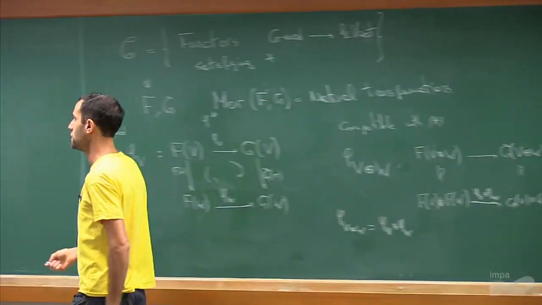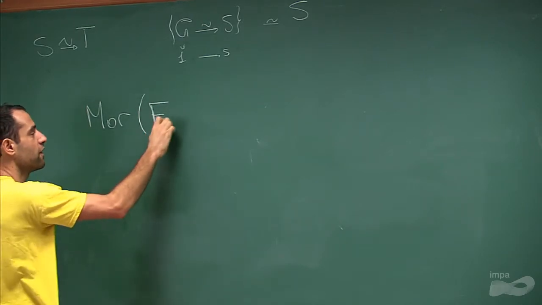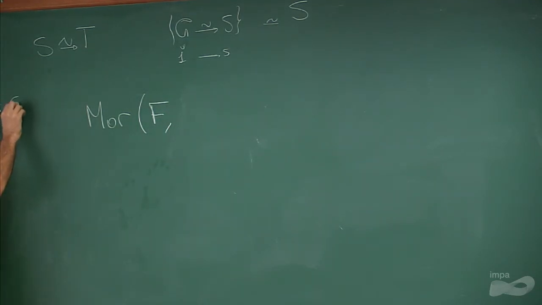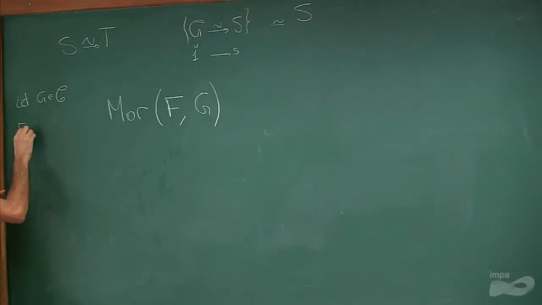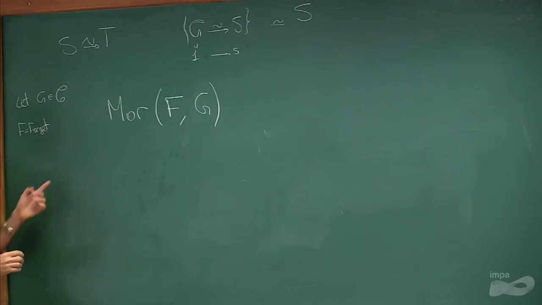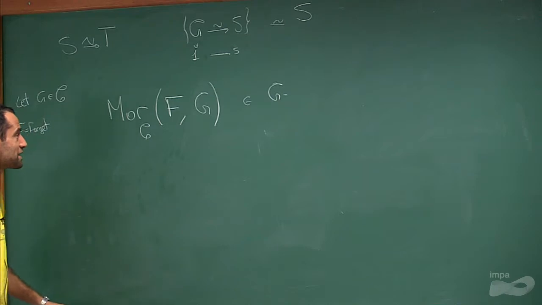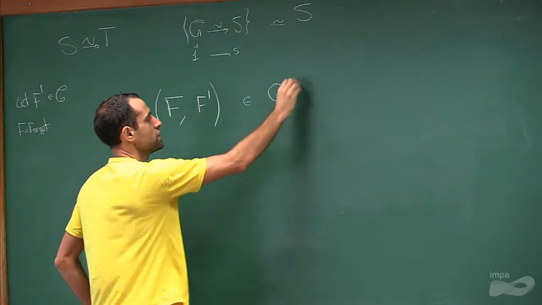So what I can look for is the set of morphisms between the trivial functor F and any other functor. Let G be an object in the category C. Then consider the set of morphisms between F and G, where F is the forgetful functor. And this is a set now. And I claim that this set is a G-torsor. I'm using the letter G for two things, a functor and a group, so let's use a different name for the functor: F prime. The claim is that it is a G-torsor.